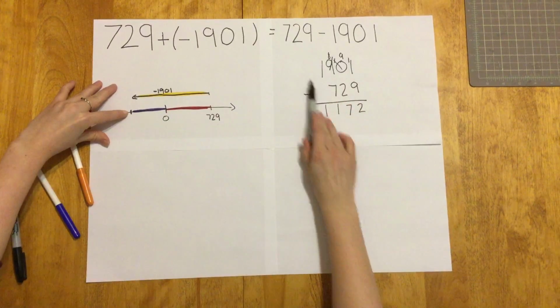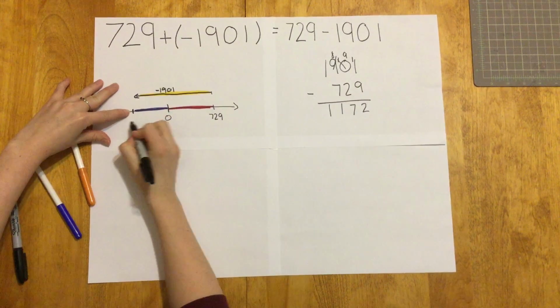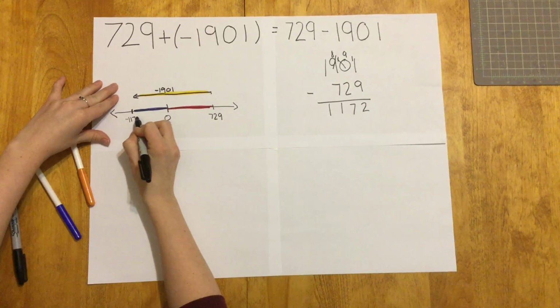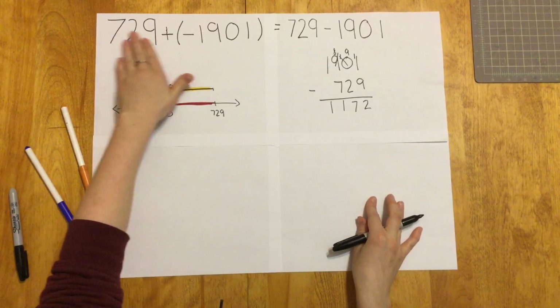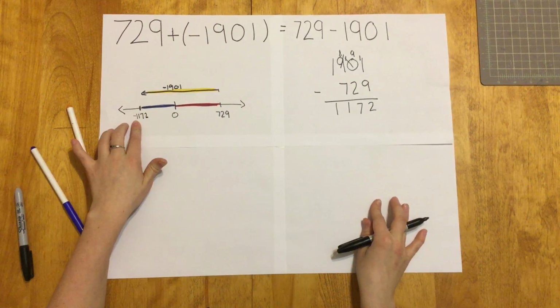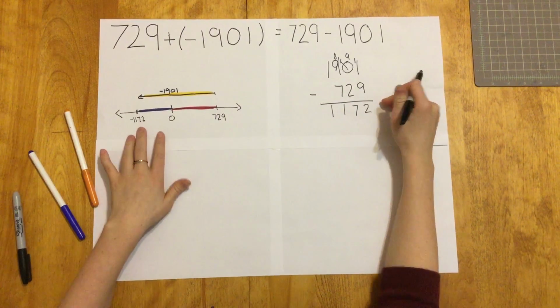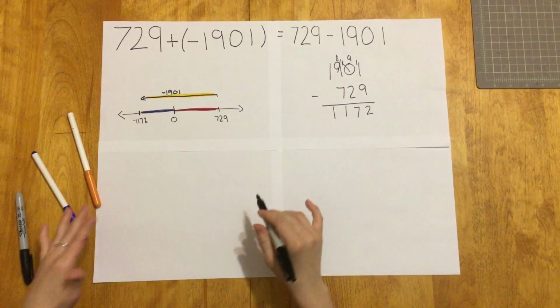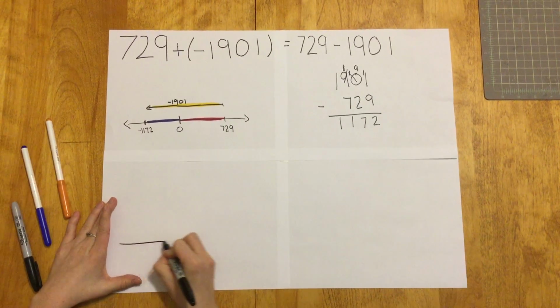So by doing this equation, all we need to do is add a negative to our difference, and we can plot it on the number line. So the sum of our addition integer equation is negative 1,172. So as you can see on the side here, what we did, we got our answer, but we just had to add a negative. And I'll show you on a number line what the relationship between these two numbers is.